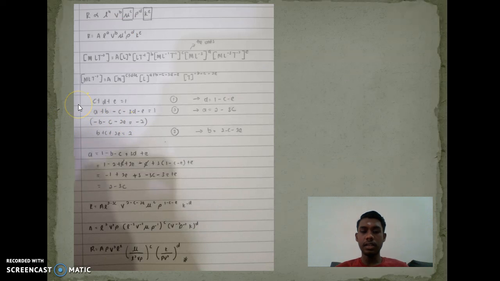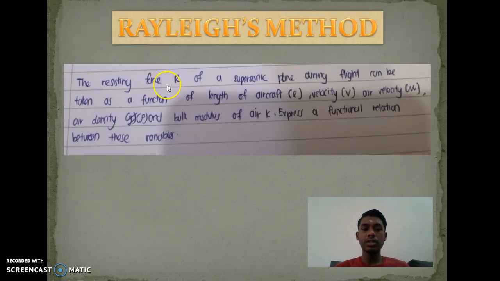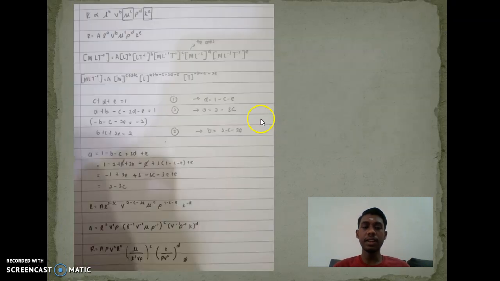So first, the question is: the resistance force R of a supersonic plane during flight can be taken as a function of the length of the aircraft, velocity, air density, and bulk modulus of air. Express a functional relationship between these variables, which are L, V, mu, rho, and K. So the first step is the Rayleigh method.